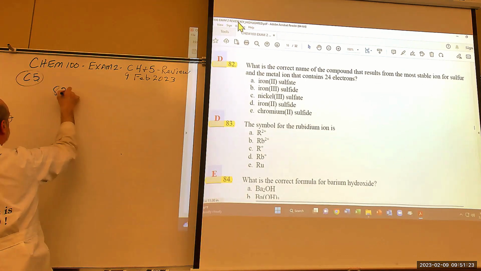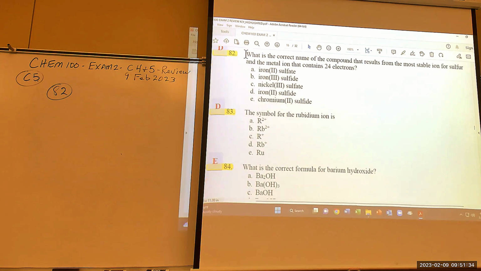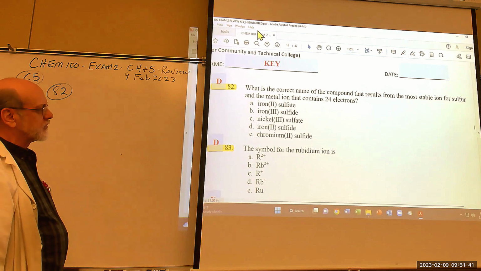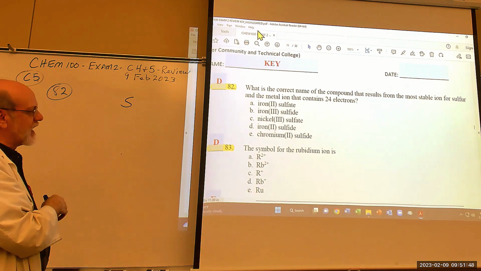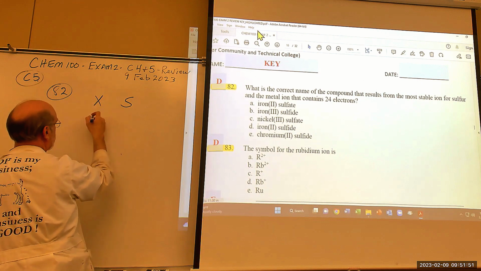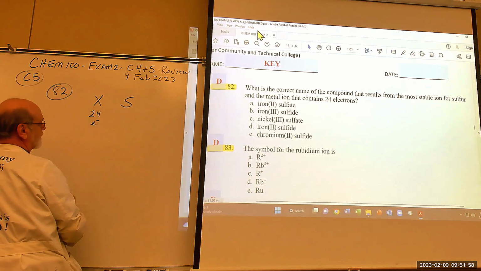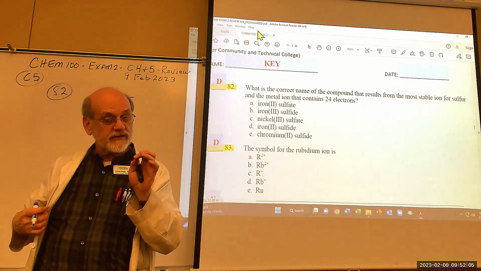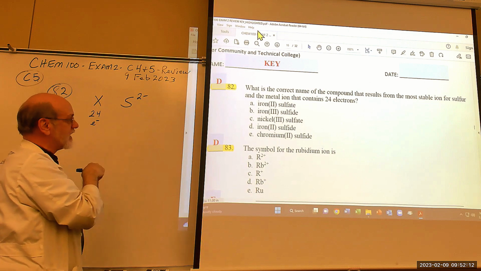82. What is the correct name of the compound that results from the most stable ion for sulfur and the metal ion that contains 24 electrons? We're going to have sulfur in there. So this one has 24 electrons. Metal first, non-metal second. Okay. The most stable ion for sulfur, it's in the oxygen group. It's a chalcogen, which means it's a 2- charge. The most stable ion for that one is 2-.